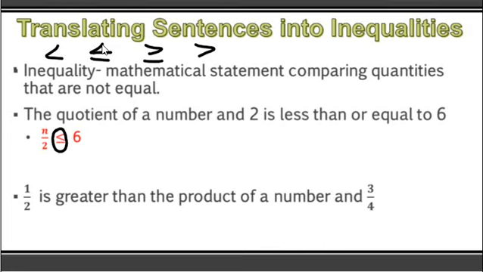The second one here, half is greater than the product of a number and 3/4. So half is greater than, so I need to use the greater than sign, greater than the product, so the multiplication of a number and 3/4. I'm going to write it with 3/4 n. If I put them together, then I put the coefficient in front of the variable. Otherwise, you could put n and then use the multiplication symbol 3/4.